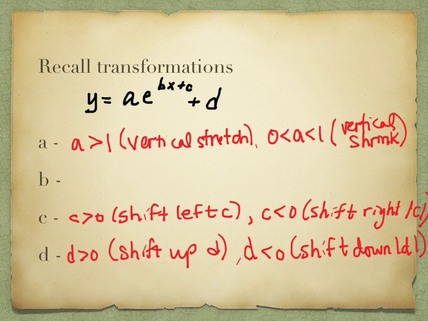All right, B is affecting the opposite, and so instead of being vertical, it's going to affect horizontal. So we've also got a B greater than 1, and we've got the B between 0 and 1. We'll talk about negative here in just a sec, but B greater than 1. So if B is greater than 1, this is going to be horizontal, but it happens opposite. So this is a horizontal shrink or compression.